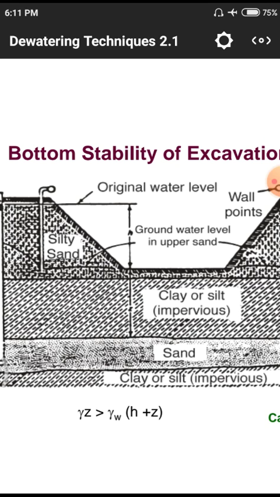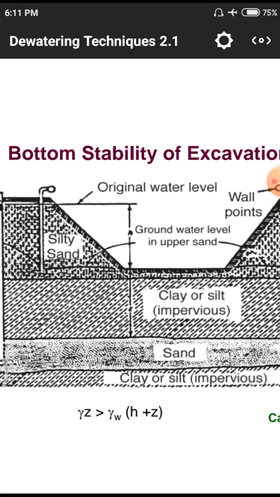In the starting layer we have silty soil. After that we have clay or silt, which is impervious. That means due to the impervious layer, water is not absorbed into the sands and clays below. Why? Because an impervious layer does not allow water through it, because of no voids. That means non-permeability and no gaps in these structures or layers.